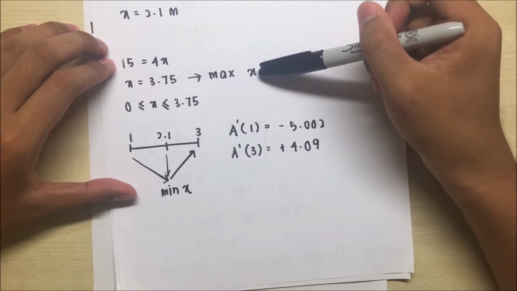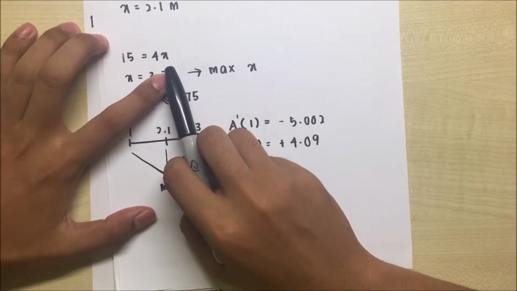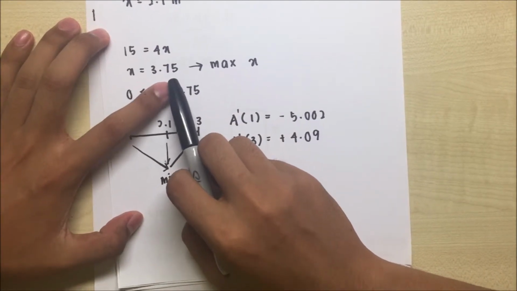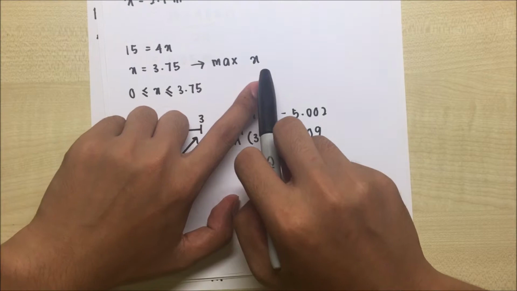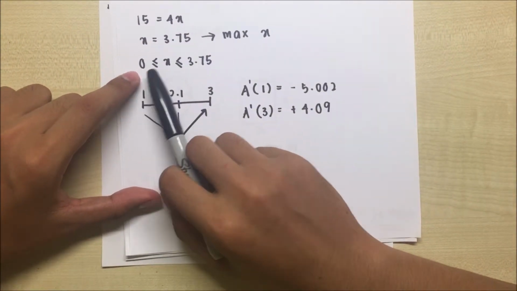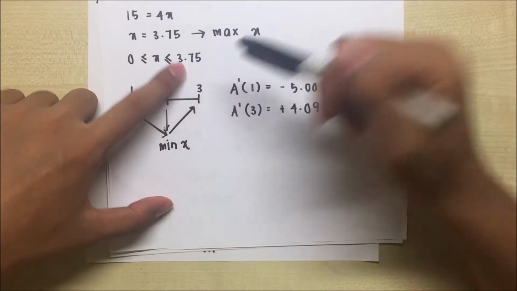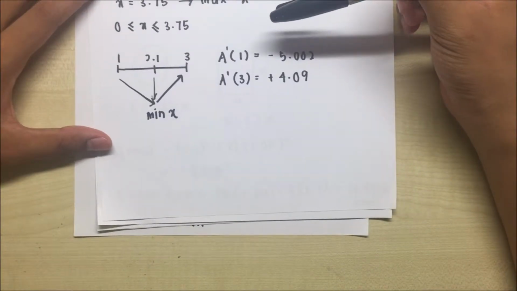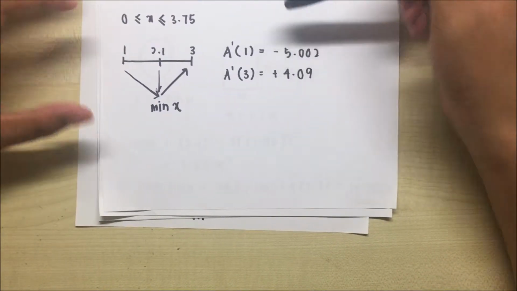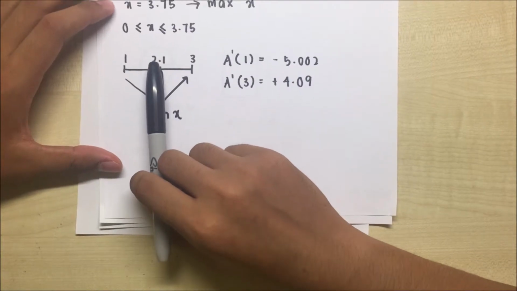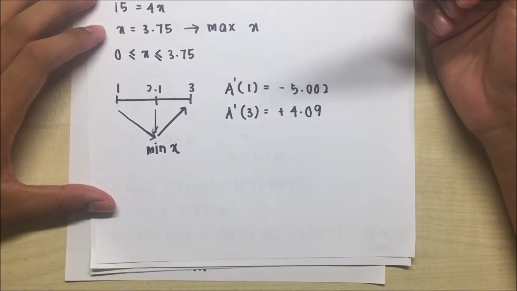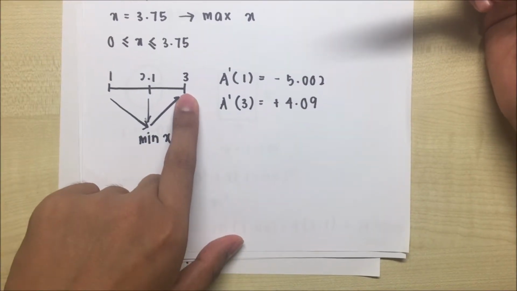Then, in order to get the maximum value of x, we use the square shape equation. So we take 15 is equal to 4x, and we solve for x, we will get 3.75. This is the max value of x. So the range of x will be 0 less than x less than 3.75. So from this range, we take a value smaller than 2.1 and a value larger than 2.1. So we take 1 and 3.